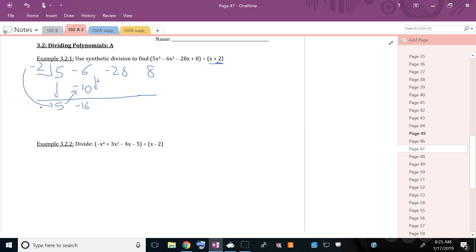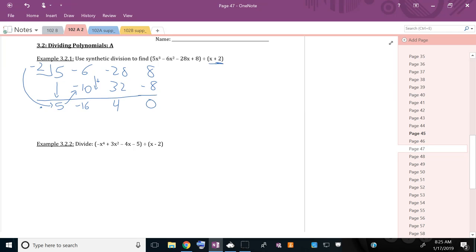So negative 2 times negative 16 is positive 32. Negative 28 plus 32 is 4. Negative 2 times 4 is negative 8. And 8 plus negative 8 is 0.